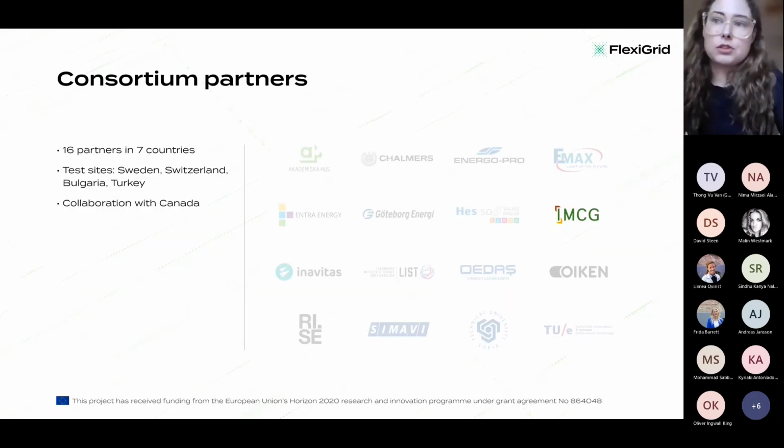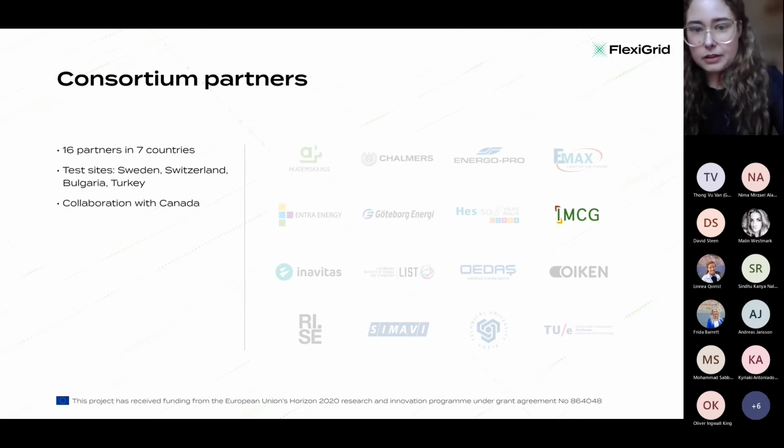So the consortium consists of 16 different partners, popping up on the screen as we speak. We are all led by IMCG, and we're all from 7 different countries, and we also have a collaboration with Canada. And FlexiGrid was kicked off at the end of 2019, and it will run for a total of 3.5 years.